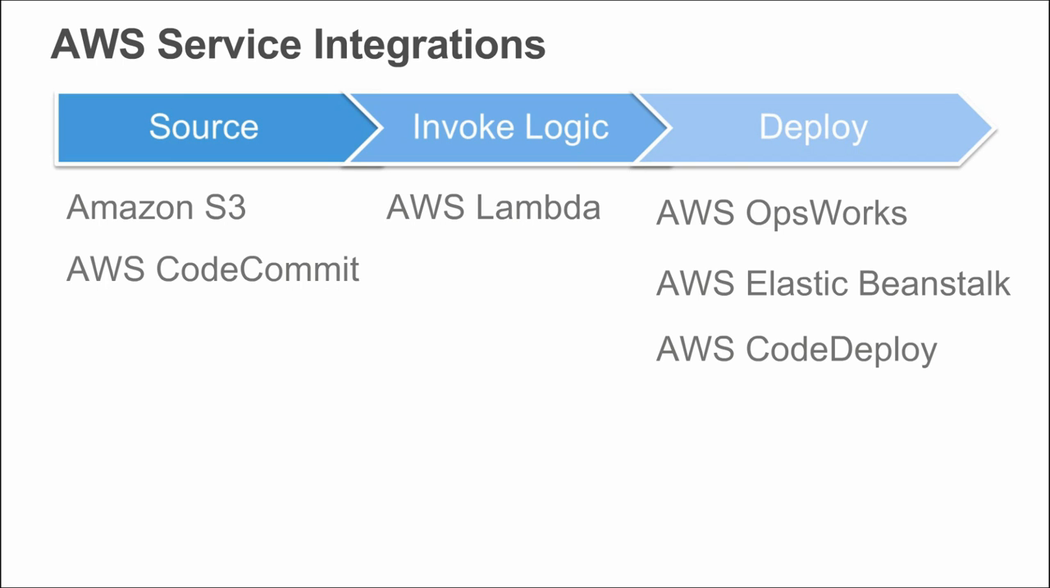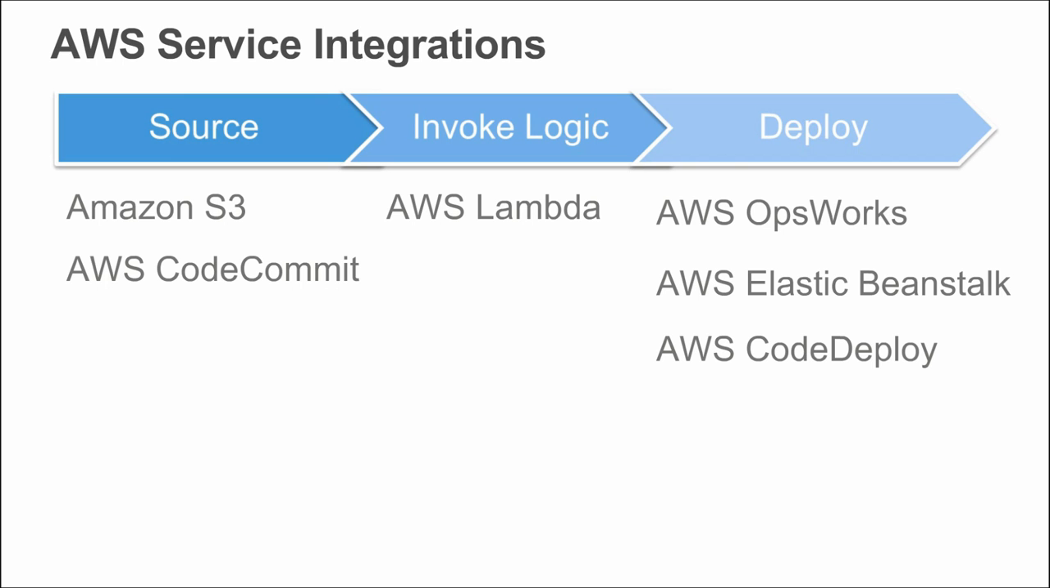We have invocation logic using AWS Lambda, which lets you define any custom action that you like, any arbitrary code to run as a part of your pipeline without having actual compute resources. I mean, if you want to run a certain code as a part of your pipeline, we'll let you do that in CodePipeline using a Lambda function that you can define at any point in time. And as deployment targets, we have OpsWorks, Elastic Beanstalk, and CodeDeploy.